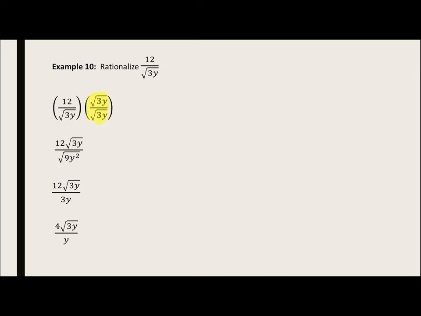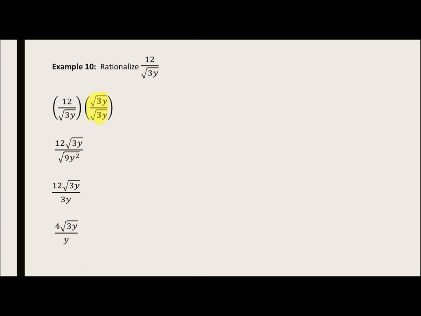Example 10. Rationalize 12 divided by the square root of 3y. So multiply top and bottom by the square root of 3y. On top, the 12 is outside, you can't multiply it by the 3y that's on the inside. They're not in the same place. So you have 12 times the square root of 3y. In the bottom, both of those 3y's are inside, so you can multiply. 3 times 3 is 9. y times y is y squared. So you have the square root of 9y squared.